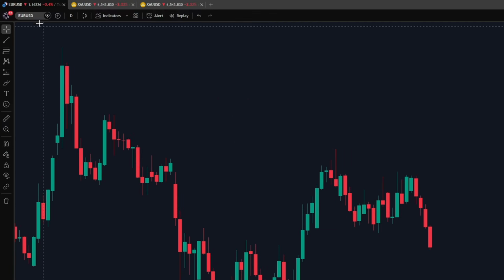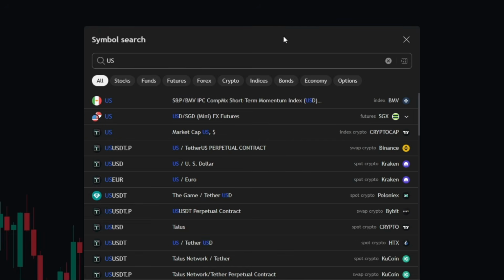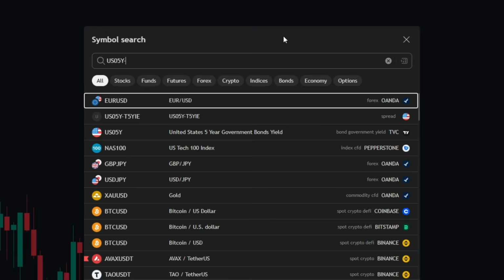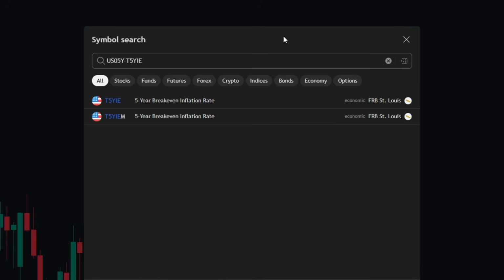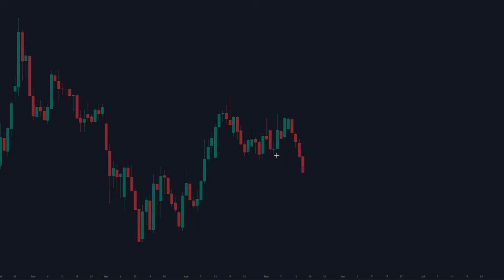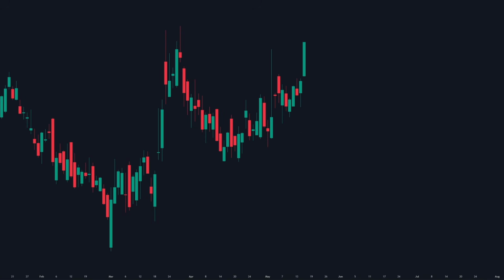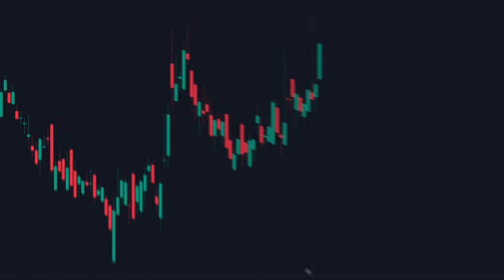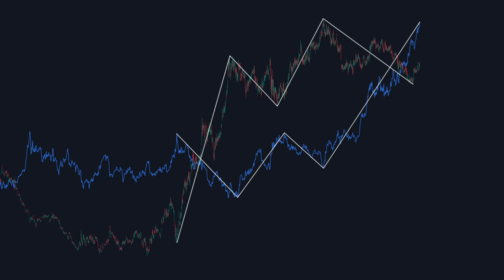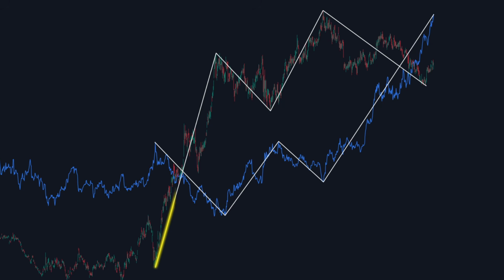In the symbol bar at the top left, type US05Y, the 5-year bond yield, and subtract T5YIE, the 5-year break-even inflation rate, basically the market's pricing of inflation over the next 5 years. What you get is real yields. Now click Compare to add gold on the chart. The picture is brutal. When real yields climbed, gold dropped. The moment they started compressing, gold ripped.